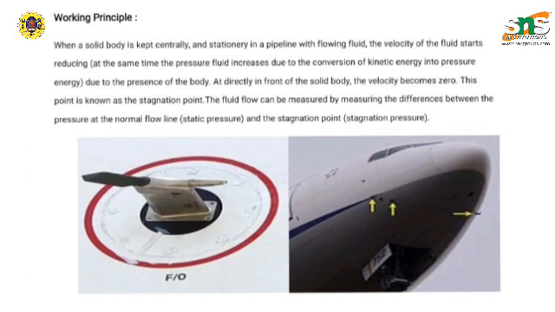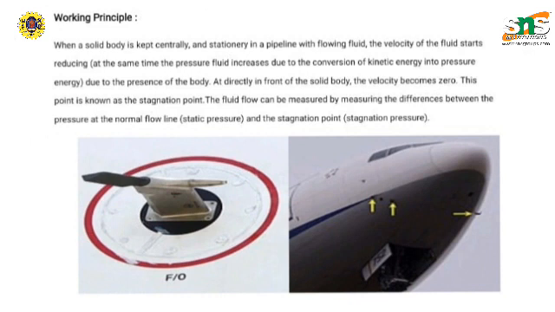The working principle of a Pitot tube is that when a solid body is kept centrally and stationary in a pipeline with flowing fluid, the velocity of the fluid starts reducing. At the same time, the fluid pressure increases due to the conversion of kinetic energy into pressure energy. Due to the presence of a body directly in front of the solid body, the velocity becomes zero. This point is known as the stagnation point.